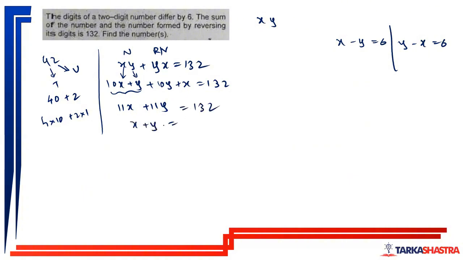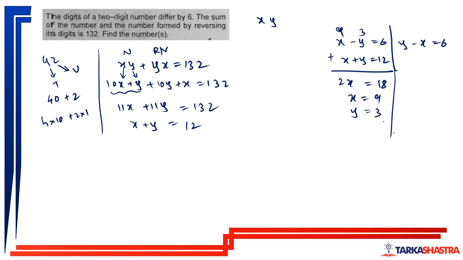Dividing the whole equation by 11, I get x plus y is equal to 12. 132 by 11 is 12. So x plus y is equal to 12. Simply adding, what we get is 2x is equal to 18, x is equal to 9. And then if x is equal to 9, y must be 3. So this gives us the number 93.